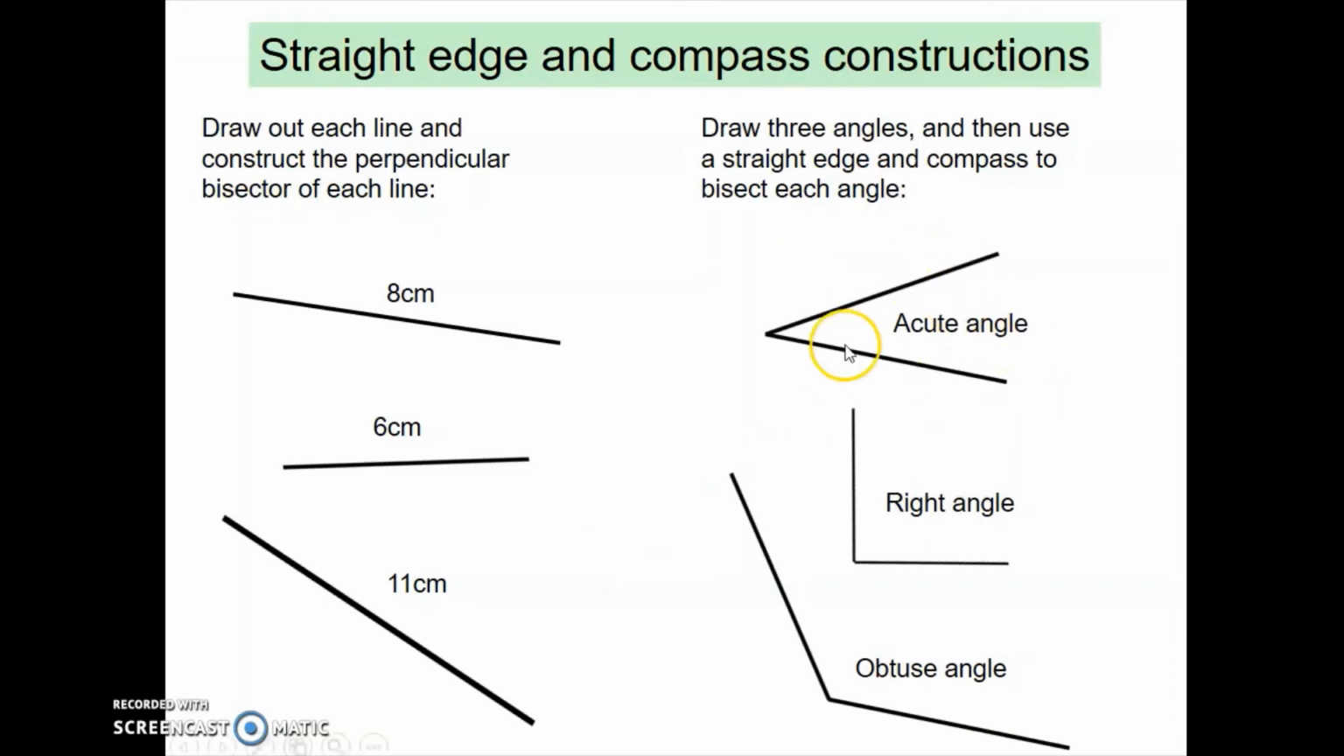Then I would also like you to have a go at 3 angles. Again, they're not drawn to scale. I would like you to simply draw an acute angle, draw a right angle, and draw any obtuse angle. And find the angle bisector of each of the three angles. So my questions aren't drawn to scale, but you should be able to have a go at all 6 constructions if you pause the video now.